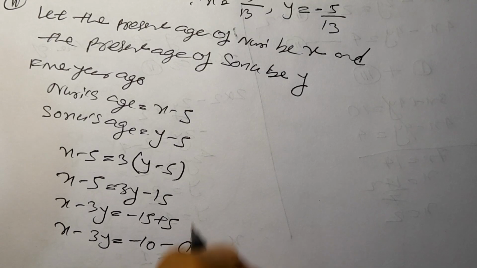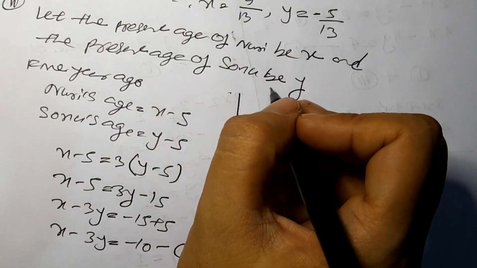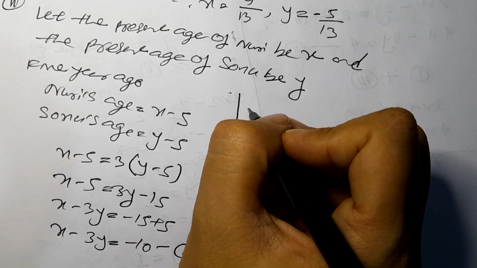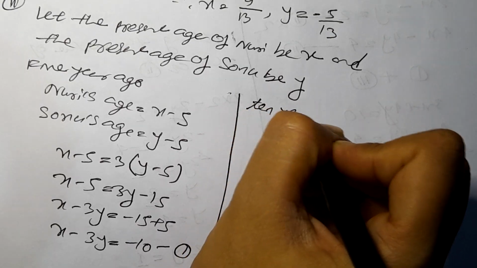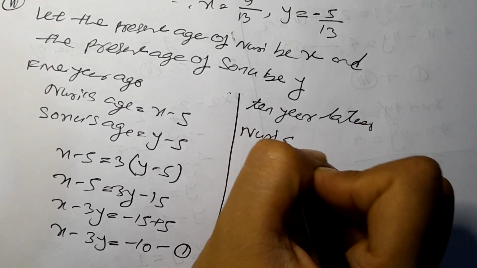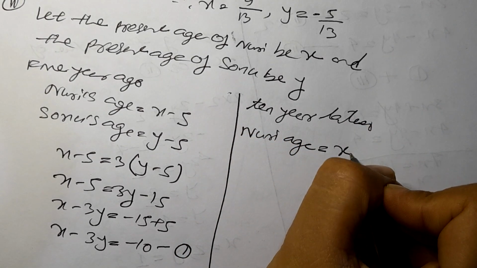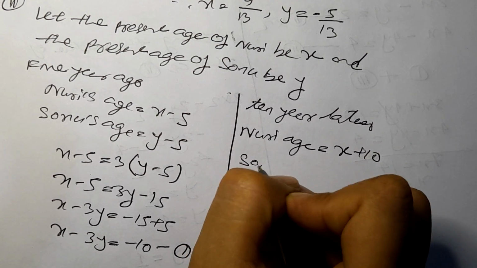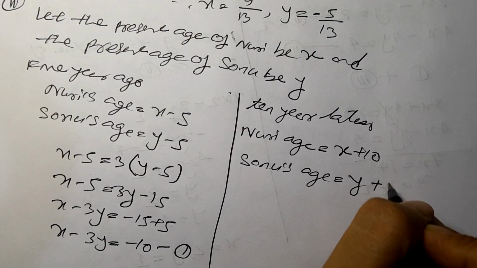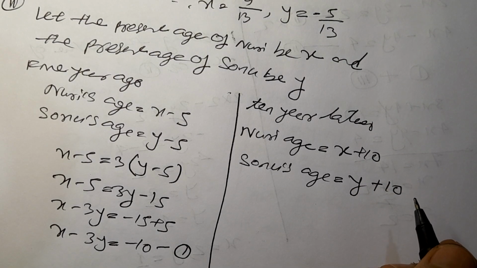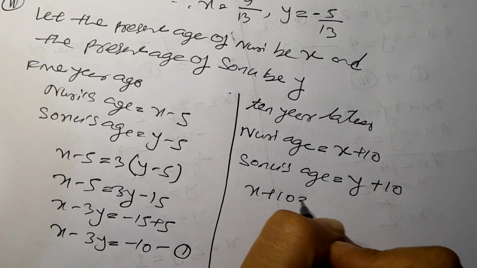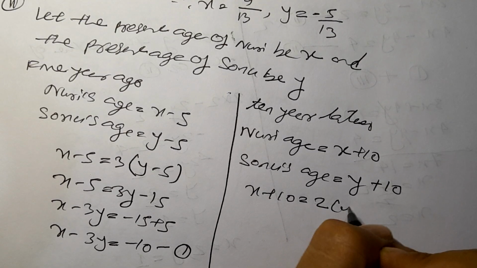One equation we got. Go for the second equation. Now it's 10 years later. After 10 years, what is Nori age? It will be x plus 10. Sanu age, y plus 10. Now check the statement. They said Nori age is 2 times of Sanu age. Nori age is how much? That is x plus 10 is equal to 2 times of Sanu age, that is y plus 10.